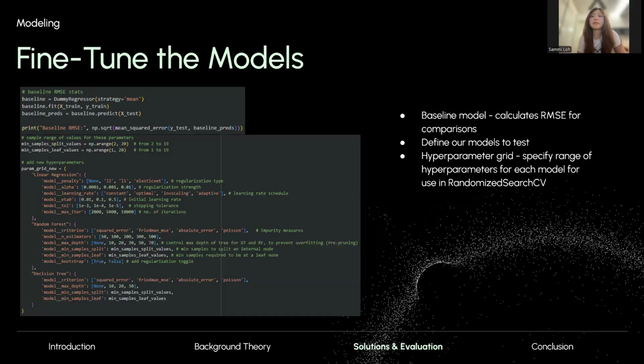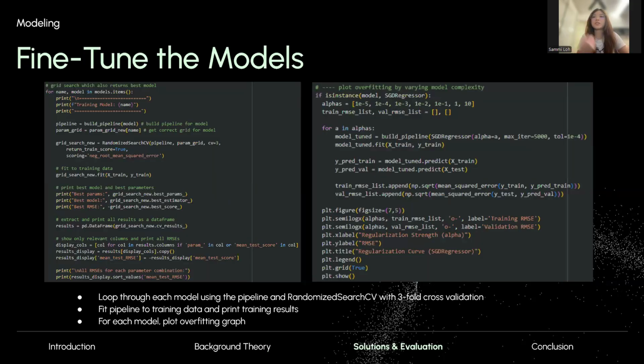We first create a baseline model to compare performance. Then we define a hyperparameter grid, testing different learning rates, depths, and also regularization strengths. We also use randomized search CV to find the best parameter combinations. Finally, we trained each model using the best parameters and threefold cross-validation. We also plotted training vs validation RMSE to check for overfitting. This helps us identify the points where model complexity starts to hurt accuracy, ensuring we choose models that generalize well.